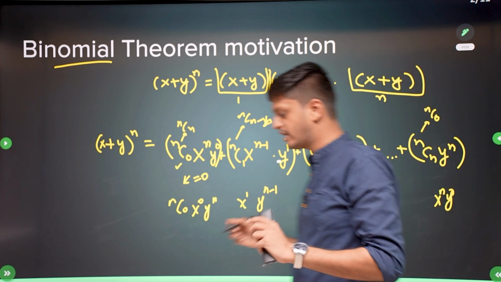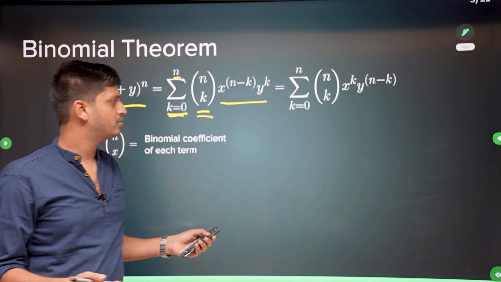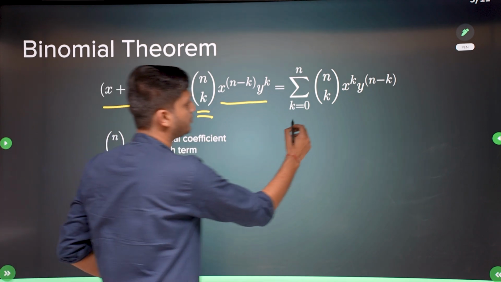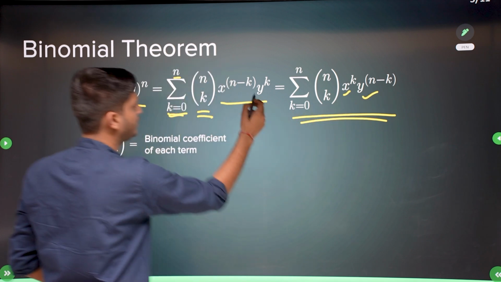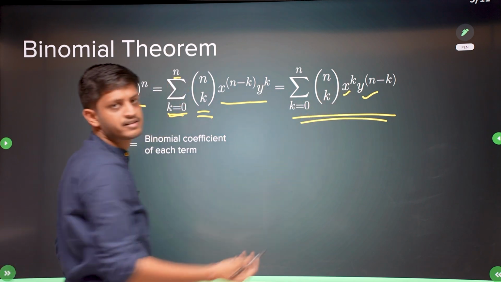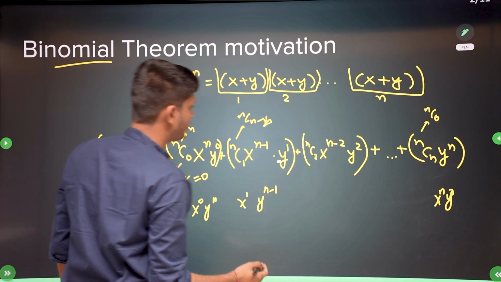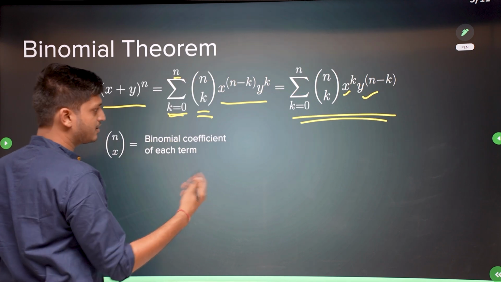nC0. Okay, you can do k selection equal to n minus k rejection. So this formula also becomes this formula. So the power of x can be k and y can be n minus k. Here you are selecting y, here you are selecting x. Doesn't matter, right? So it is symmetric in some sense.